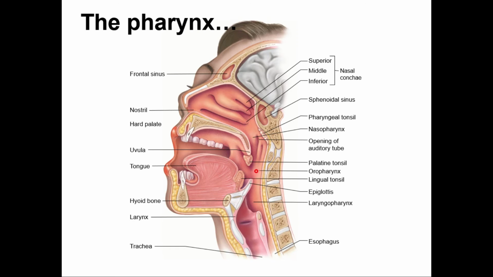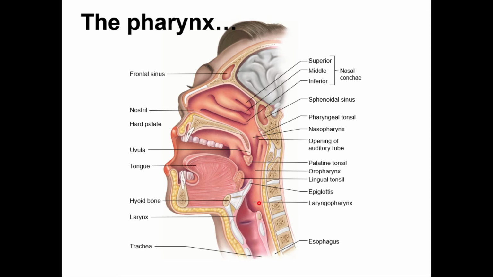Then comes the oropharynx. The oropharynx is found posterior to the oral cavity, as we can see here, and communicates with it through the oropharyngeal isthmus. The oropharynx is a pathway for both the air incoming from the nasopharynx and the food incoming from the oral cavity. Thus, the oropharynx is lined with the more protective non-keratinizing stratified squamous epithelium.